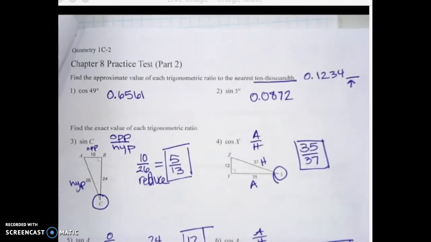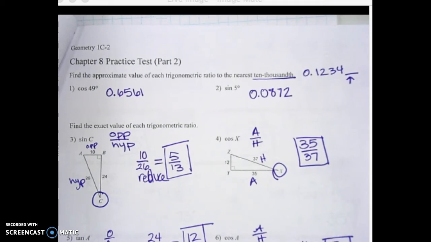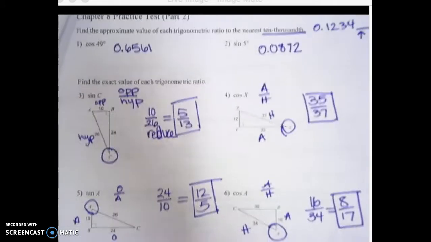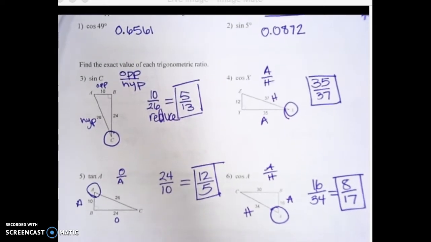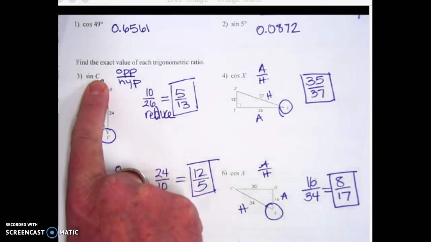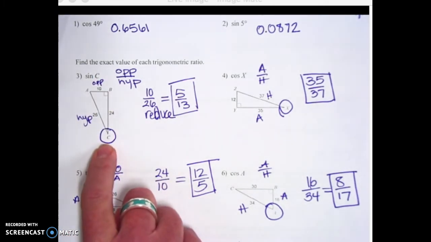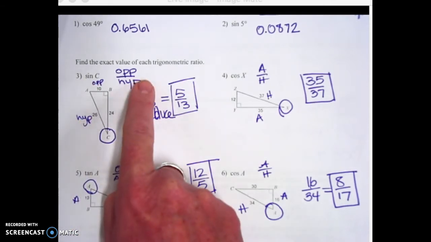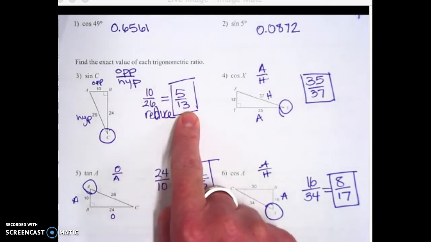If you don't get those same answers, check that your calculator is in the correct mode, that you're punching it in correctly, and that you're using regular trig, not inverse. All right, numbers 3 through 6, the directions say find the exact value of each trigonometric ratio, and they give you what angle they want you to start from. So from angle C, they want the sine, which is the opposite over the hypotenuse. So the opposite is 10, the hypotenuse is 26, so you write 10 over 26, and then you reduce it.